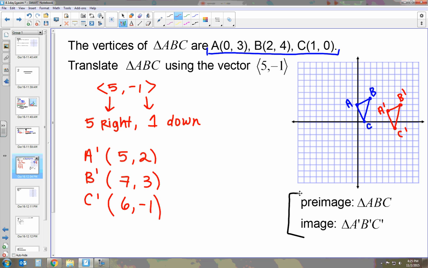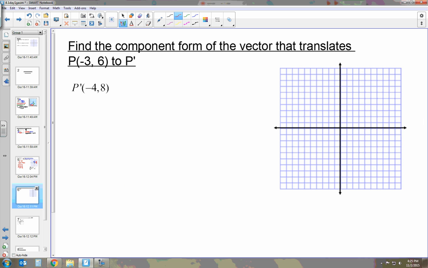All right, let's do another example. This next one says, find the component form, meaning how are we moving it horizontally and vertically, of the vector that translates P, -3, 6, to P prime, which is -4, 8. So we're figuring out how we are getting from P to P prime, and we're writing the component form, the horizontal and the vertical movement.